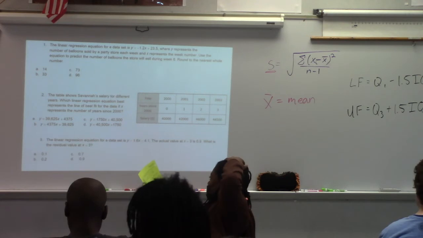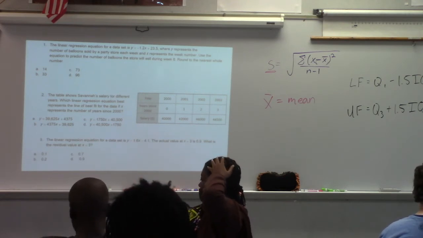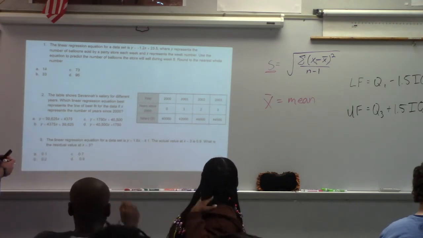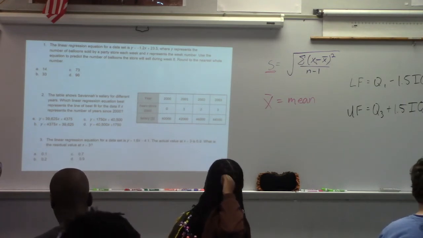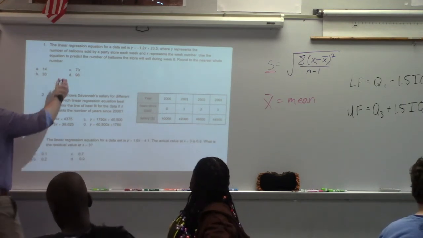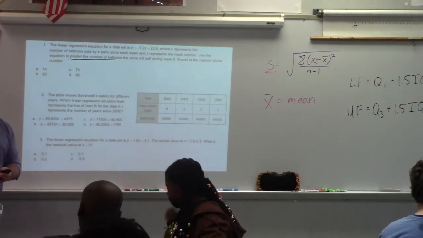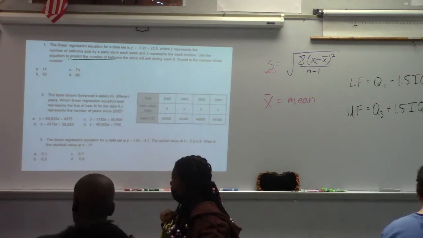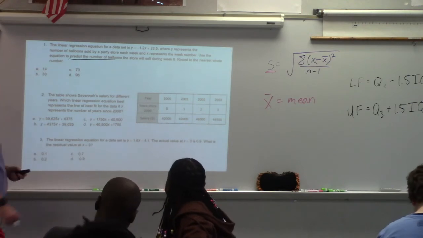What was number 1 asking you to do? To make a what? Equation. What is the question? What are you trying to do here? Yes, it gives you information about linear regression. We had to predict the number of balloons. What do we use for a prediction? Linear regression. The least squares regression line.